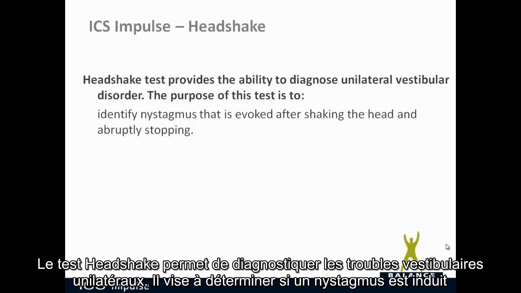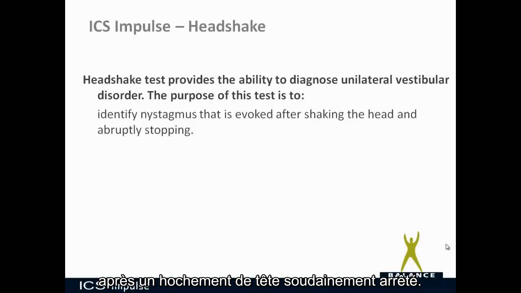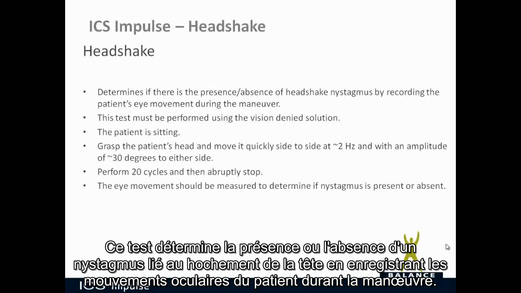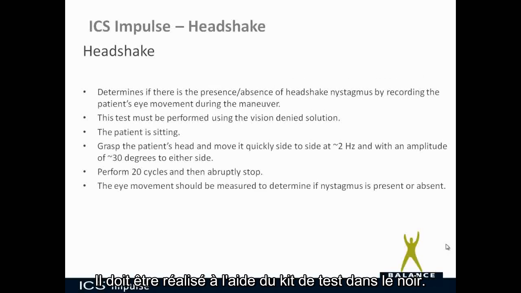So the Headshake test provides the ability to diagnose unilateral vestibular disorder. The purpose of this test is to identify nystagmus that is evoked after shaking the head and abruptly stopping. The Headshake test determines if there's presence or absence of headshake nystagmus by recording the patient's eye movement during the maneuver. This test must be performed using a vision-denied solution.